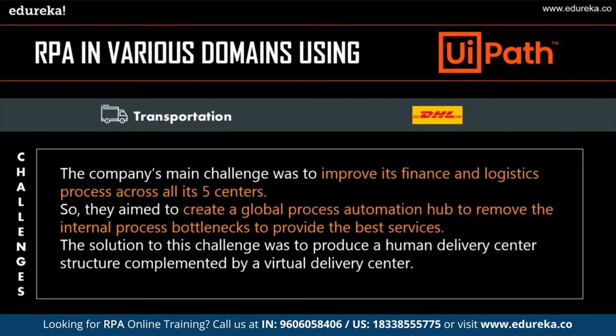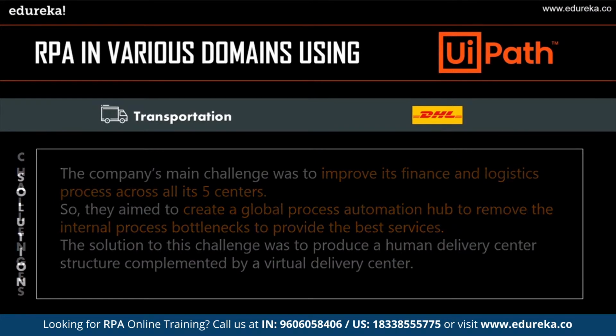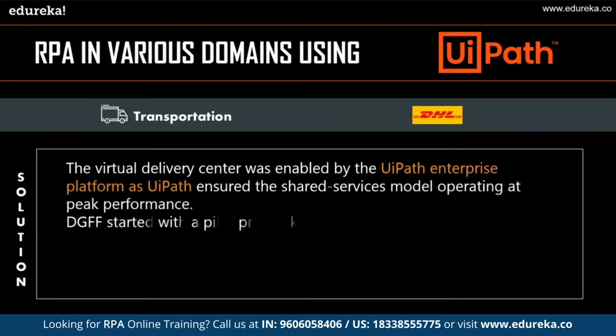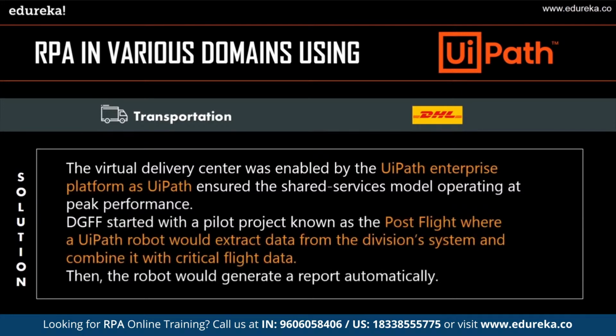Now, the company's main challenge was to improve its finance and logistic processes across all its 5 centers. So, they aimed to create a global process automation hub to remove the internal process bottlenecks to provide the best services. The solution to this challenge was to come up with a human delivery center structure complemented by a virtual delivery center. To enable the virtual delivery center, the company chose UiPath's enterprise platform, as UiPath ensured the shared services model operating at peak performance.